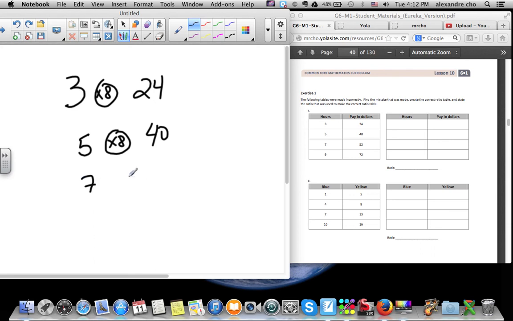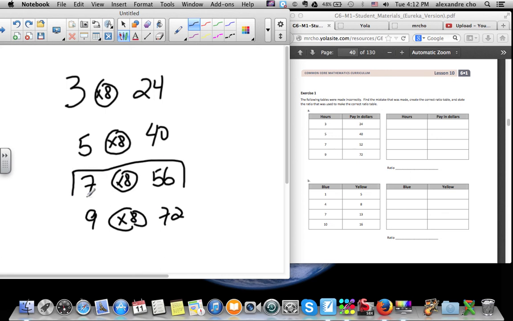So the mistake is in the 7, because if you work 7 hours times 8, you should get $56, but instead they wrote 52. And then finally, 9 hours that you work, you get paid $8 an hour, and you get $72, which is the correct one. So the mistake in letter A was this one, and that's what they wanted you to write correctly on the right side. Okay?